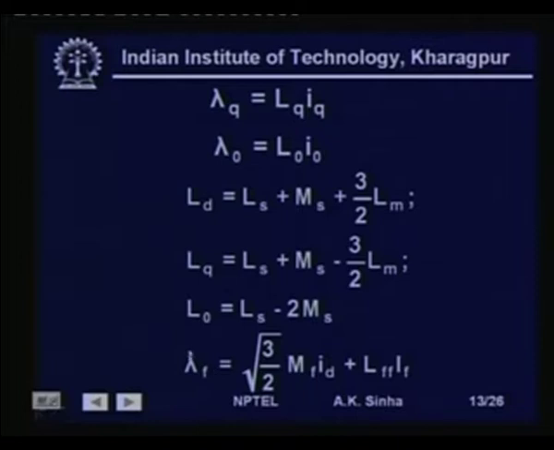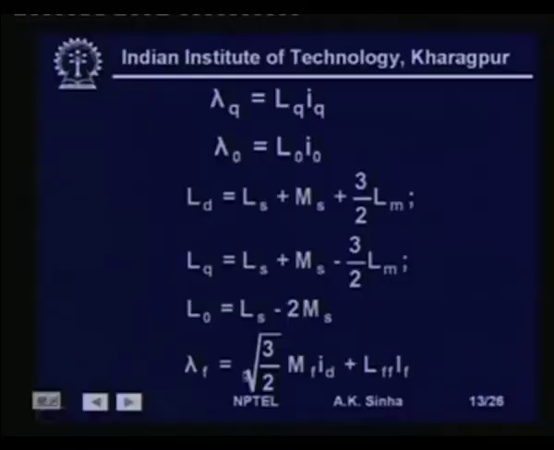We can again write lambda f, this is equal to root 3 by 2 M f into I d plus L f f into I f. This is the value of lambda f that we had calculated in our round rotor machine model also. Since the air gap for the field winding is going to remain constant, this relationship is holding good here also.